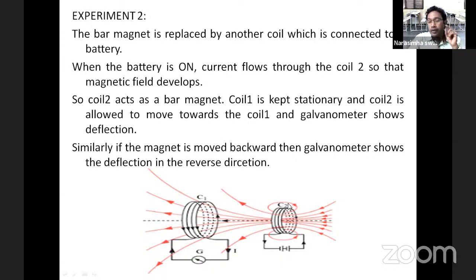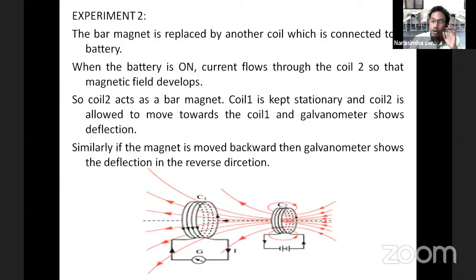Remember, whenever the conductor is connected to the power supply, means a battery, then current will be generated through the conductor. Current flows through the conductor, and the conductor produces the magnetic field. This was explained by Oersted. We studied the Oersted experiment.